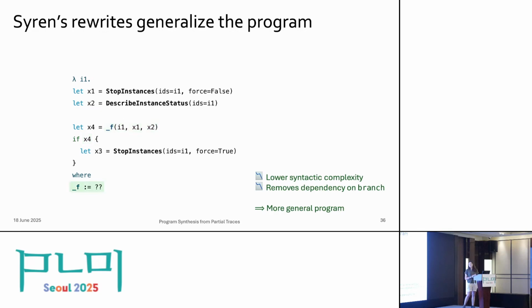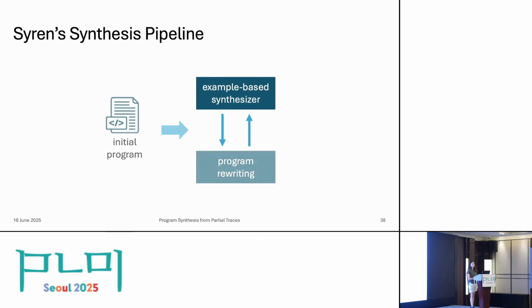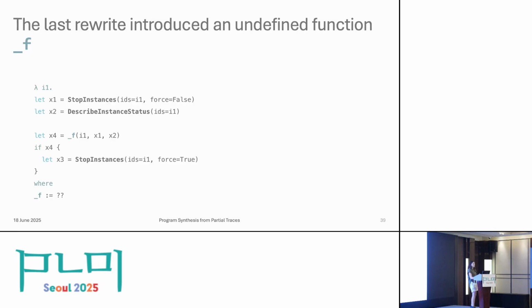Of course, we still have a problem. This is not a complete program. F remains undefined. So we have these rewrites that allow us to generalize and maintain correctness of our program, but we still have these hidden functions that we need to uncover how they work. And that's where the example-based synthesizer comes in.